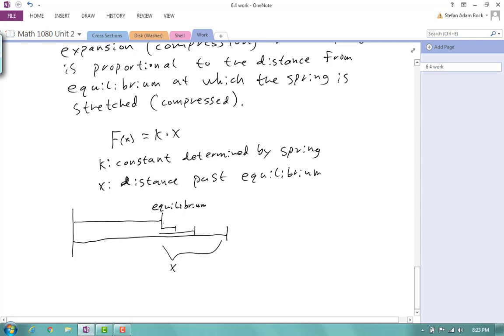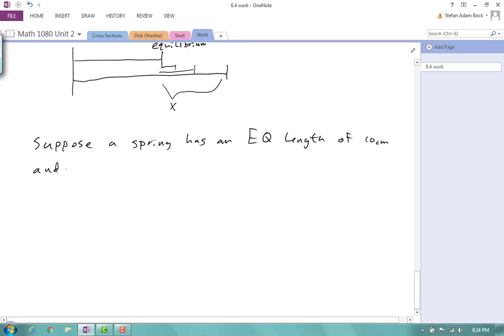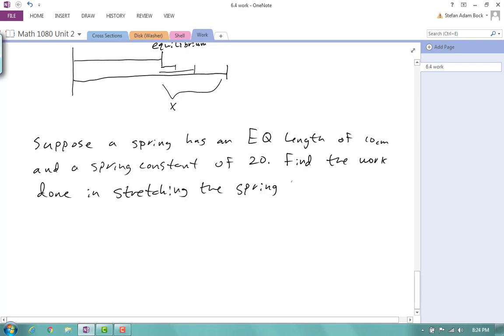So the way this works is to determine the work done in stretching out a spring, I'm going to look at applying a little bit of force and seeing how far the spring moves. So I'll suppose that I have a spring that has an equilibrium length of 10 centimeters. That's its natural resting length. And I have a spring constant of 20. I want to find the work done in stretching the spring from equilibrium to a length of 15 centimeters.